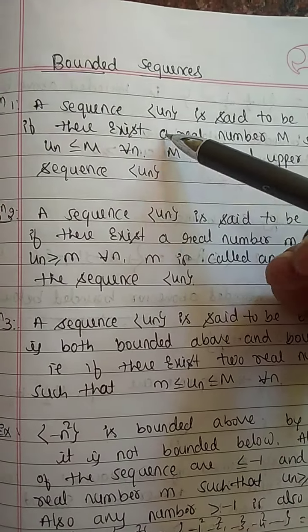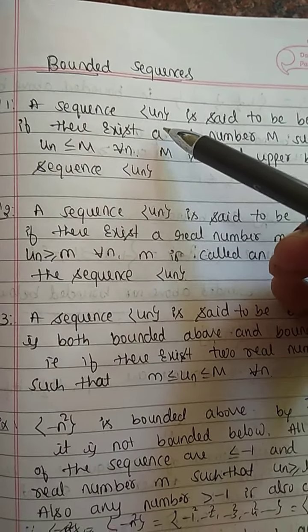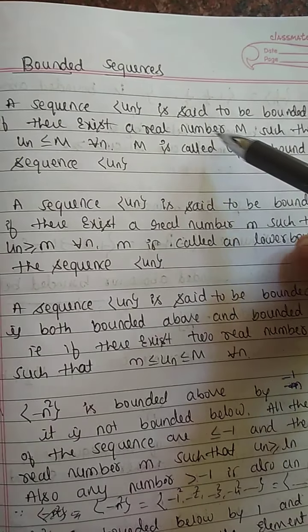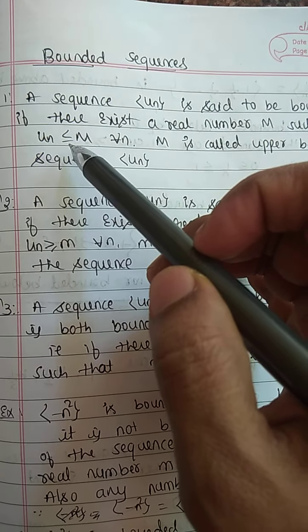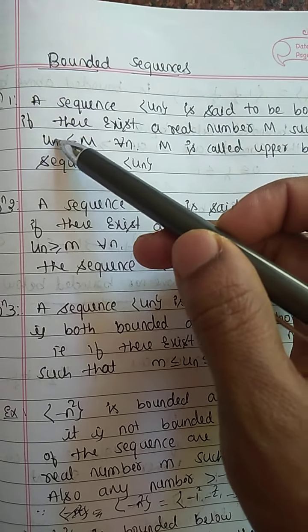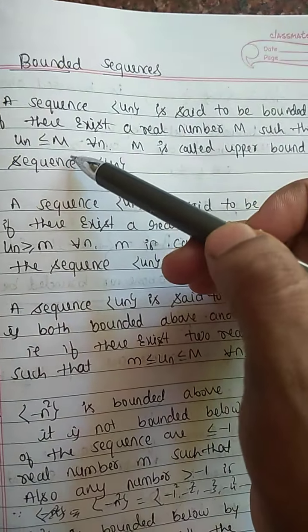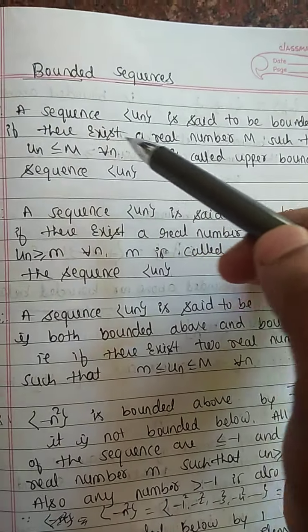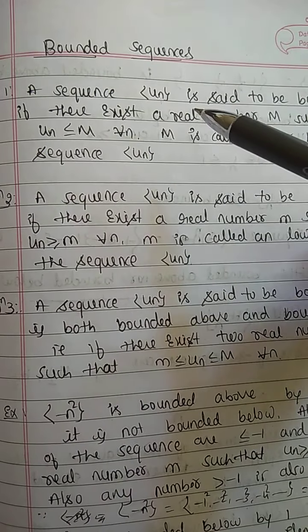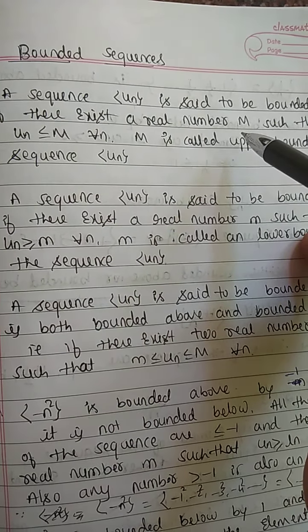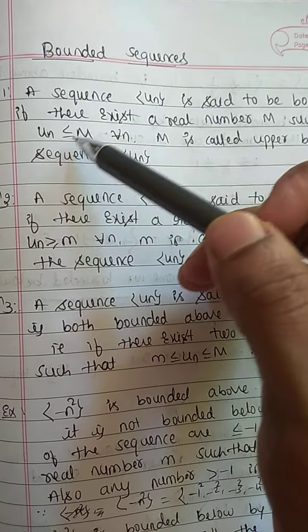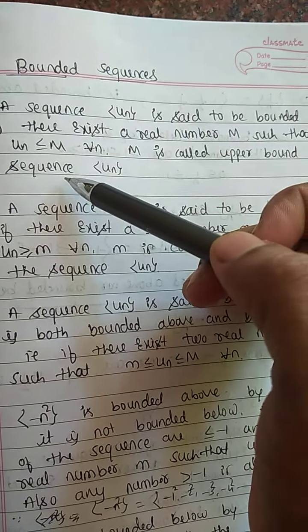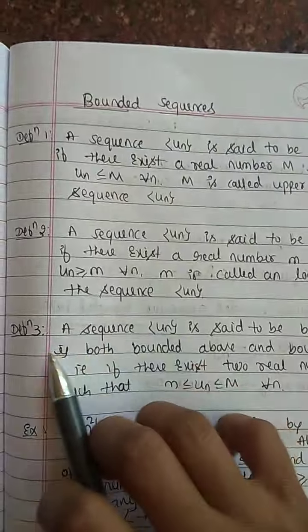A sequence un is said to be bounded above if there exists a real number m such that un is less than or equal to m for every n. Then m is called an upper bound of the sequence.